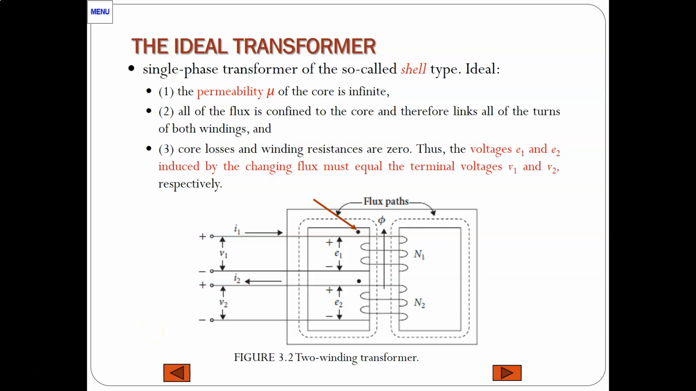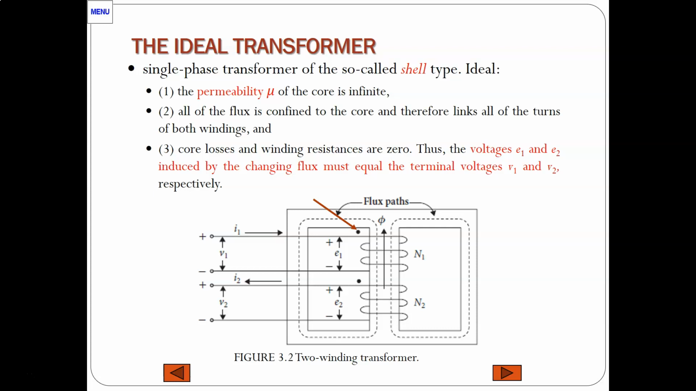The figure you can see here shows two windings that may be placed on an iron core to form a single phase transformer, or so-called shell type. The number of turns in a winding may range from several hundreds up to several thousand.